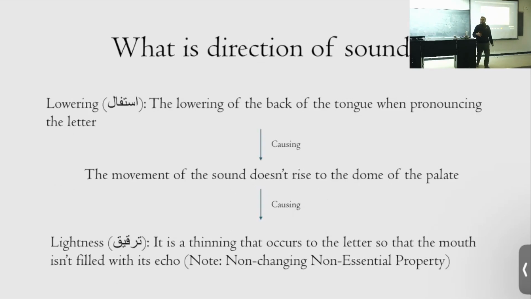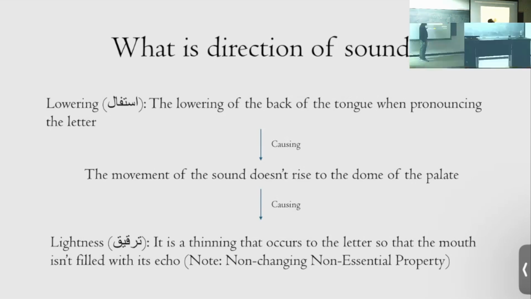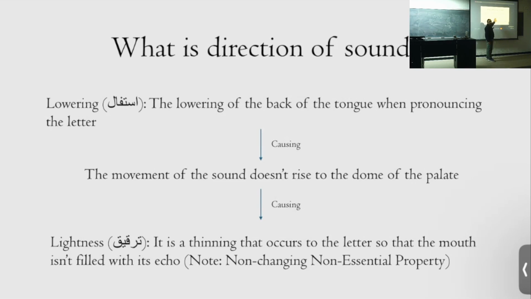Now we're just going to talk about the opposite. We talked about the back of the tongue going up. With the lowering, the back of the tongue goes down, causing no sound to rise in the dome. It just goes immediately outside, causing what? Something called tarqiq, which is lightness. So you have heaviness versus lightness. Just the complete opposite. I think that's very clear, okay? And what are the letters of lightness? Everything else other than khussadat al-qidh. Why? Because they're opposite attributes. Okay? Make sense?